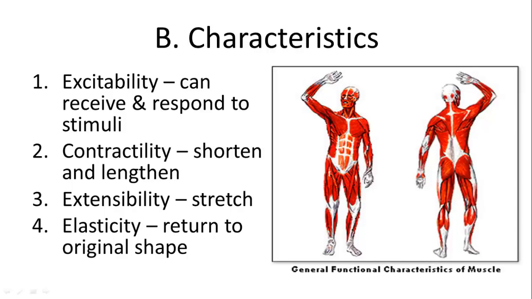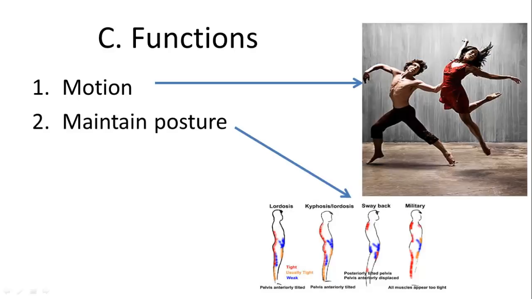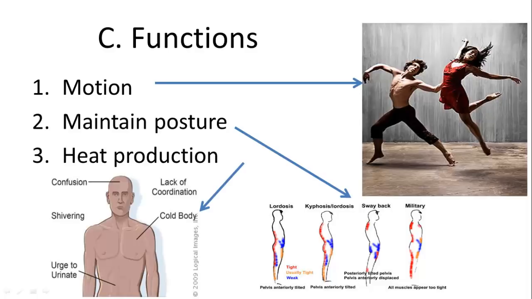The three main functions of our muscles include motion and movement, not only of our body, but of course of other things, to maintain our posture and to produce heat. So when you are cold, your muscles may shiver to produce heat.